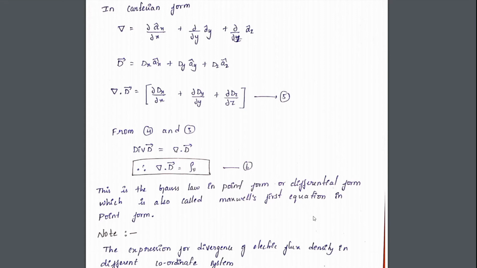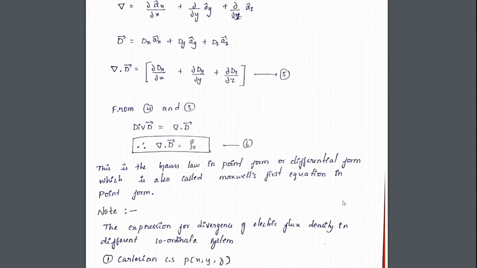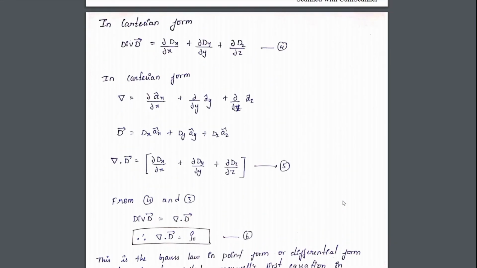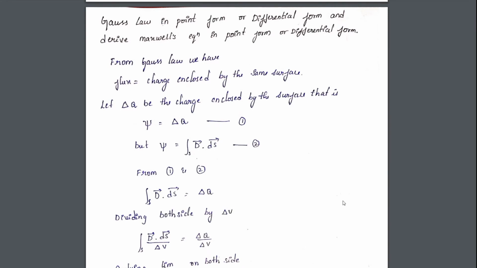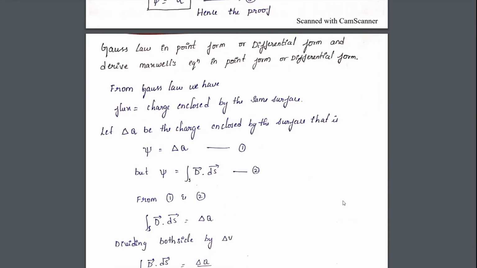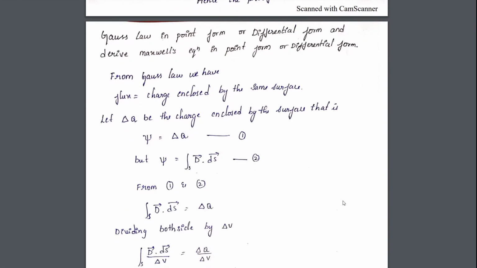So this is another form of Gauss law itself, and it is also one of the Maxwell's equations. So Maxwell's equations, you have 4 types, 4 in differential form and 4 in integral form. In the later chapters, you will be studying that. This is the first Maxwell's equation we are deriving. So it is derived by using the Gauss law concept.